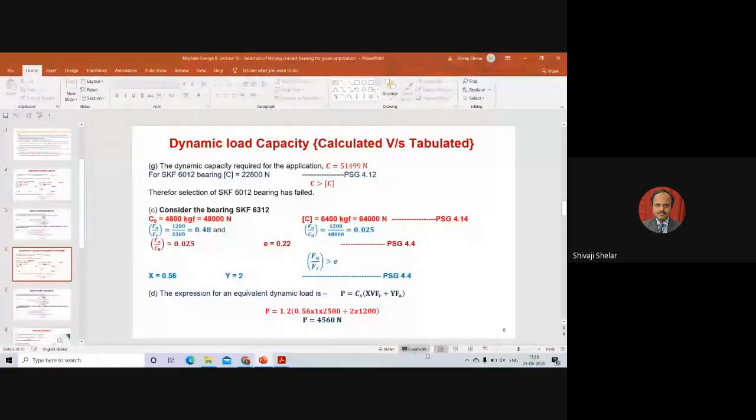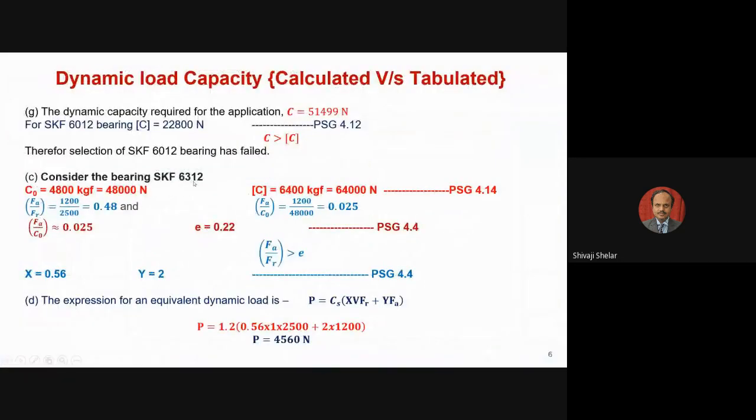So now we have selected 6312. Considering the SKF bearing 6312, the C0 value is 4800, that is 48,000 Newton, and the table value of dynamic capacity is 64,000 Newton. This we have referred from the PSG 4.14 page. Now, the FA by FR value will not change because it is based on FA and FR, that is 0.48. FA by C0 will change here because the C0 value has changed.